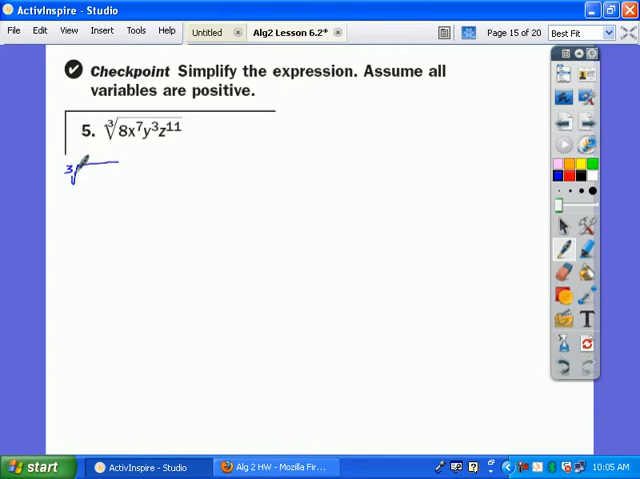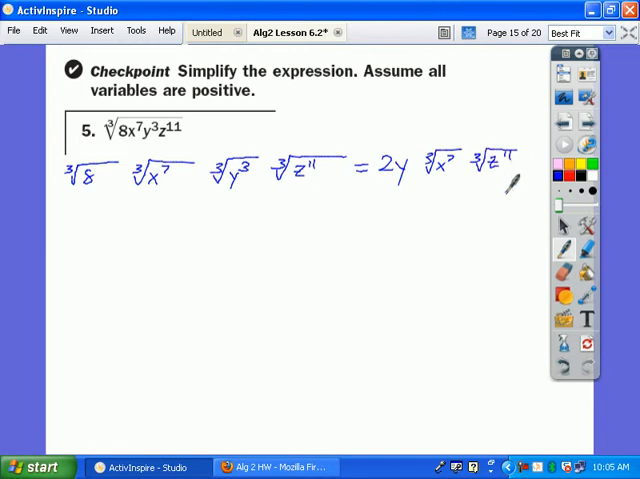cube roots. Okay, so I have the cube root of 8 times the cube root of x to the 7th times the cube root of y cubed times the cube root of z to the 11th. Now, two of these work out really nicely. The cube root of 8, just 2. The cube root of y cubed, just y. So let me rewrite this as 2y, and now I have the cube root of x to the 7th and the cube root of z to the 11th.